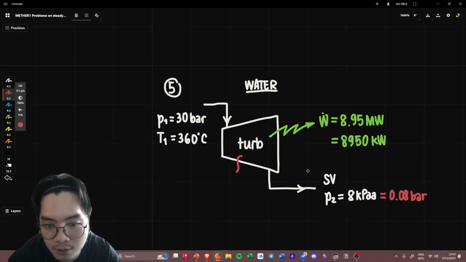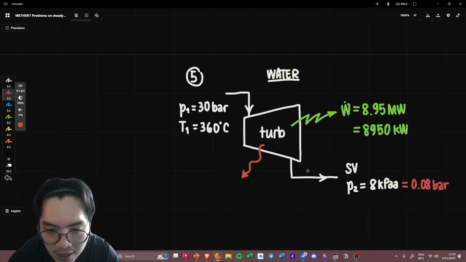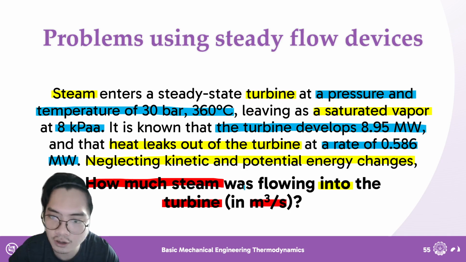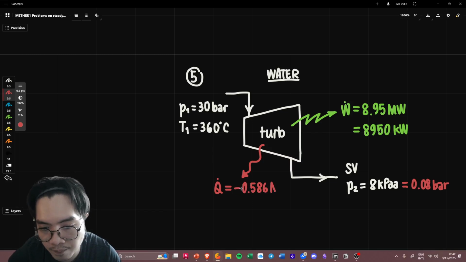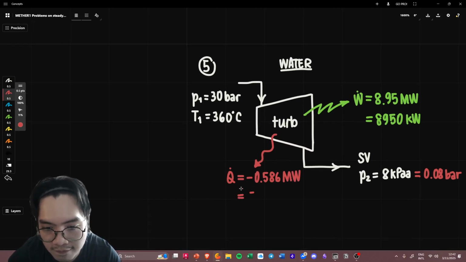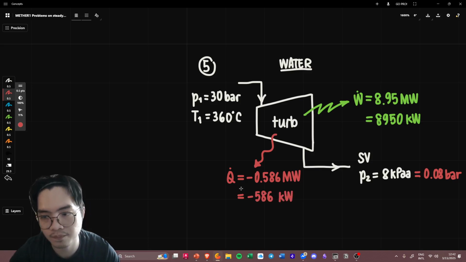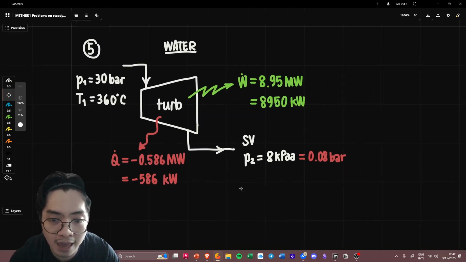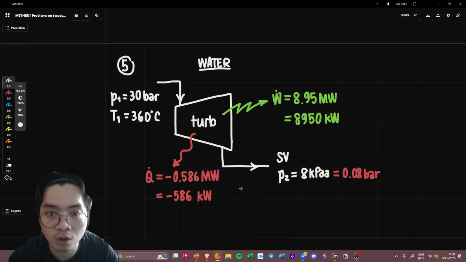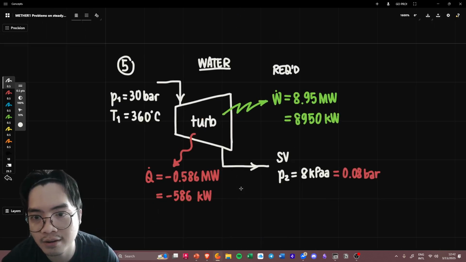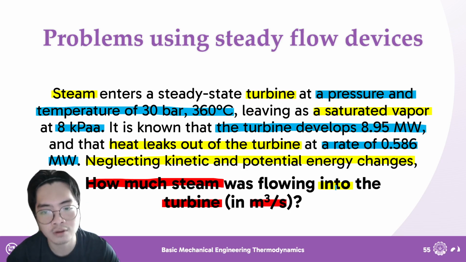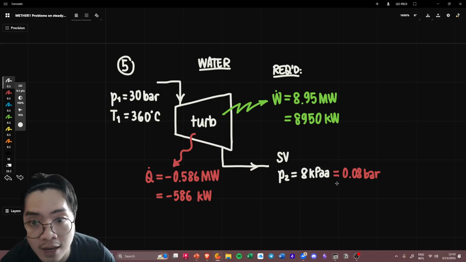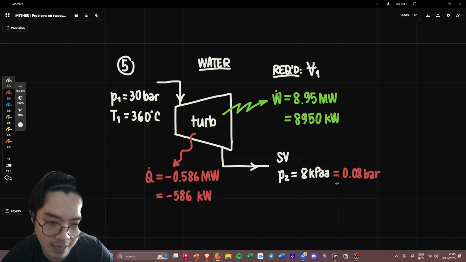Sadly, it just so happens also that heat leaks out. Heat leaks out at a rate of 0.586 megawatts, so negative 0.586 megawatts. Or, let's turn this into kilowatts, negative 586 kilowatts. Okay? And so now, I think everything is set. We can go into what is required. What is required is how much steam is flowing into the turbine, which means we should be looking at state 1. What is the volume flow rate at state 1?